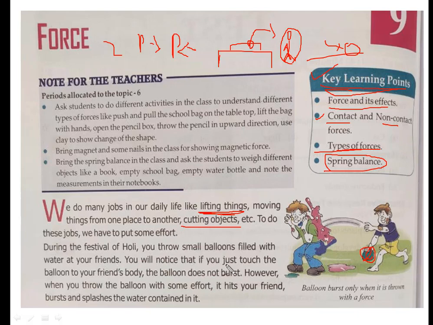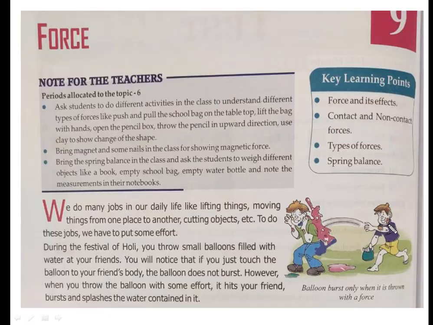You will notice that if you just touch the balloon to your friend's body, the balloon does not burst. However, when you throw the balloon with some effort, it hits your friend, bursts, and splashes the water contained in it. So here, suppose this guy is running and he just tosses the balloon to his friend, then the balloon is not going to burst. But suppose this guy throws this balloon towards his friend, then this balloon is going to burst and the water falls down. The water gets splashed. So how does it happen? Let's see.